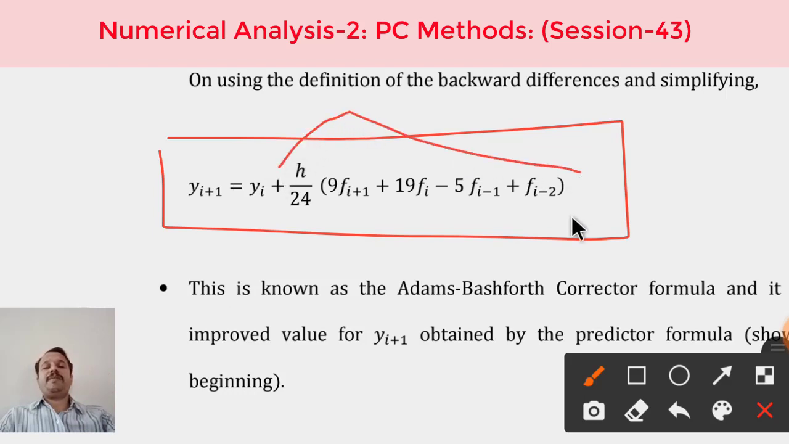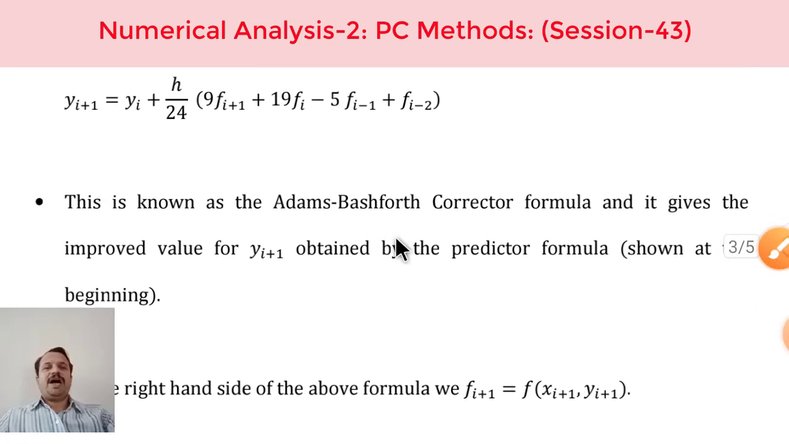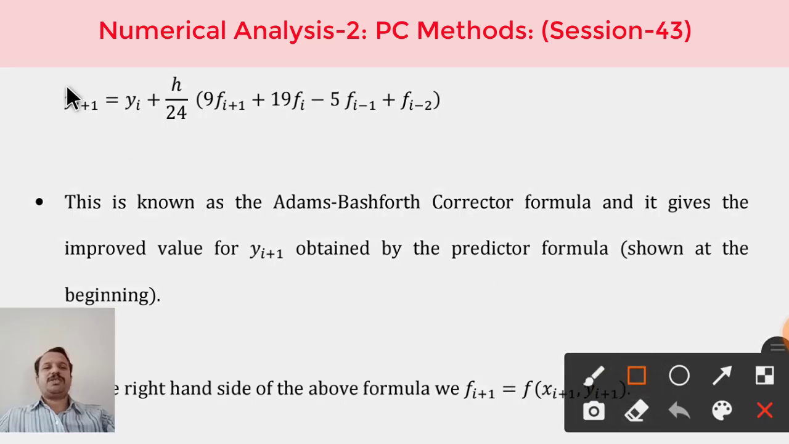The remaining thing is the increment. This is all the increment, h by 24 into the bracket 9 times f_{i+1} plus 19 times f_i minus 5 times f_{i-1} plus f_{i-2}. So this is the thing I am having over here after simplification, and this is the most important thing which I intended to find. And this particular thing, which is visible to all of you, is the final step.